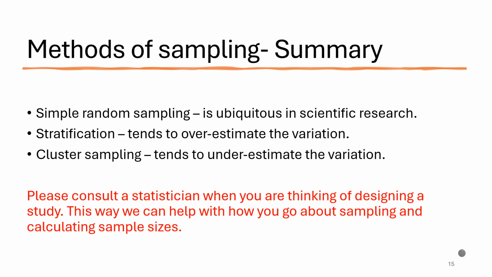So in summary, simple random sampling is the most prevalent form of sampling in scientific research, and elements of it are used in various other kinds of random sampling. Stratification tends to overestimate the variation, so you get a bigger confidence interval, which we'll be talking about in subsequent slides. Cluster sampling tends to underestimate the variation, so your estimate seems to be overly precise. But please, I reiterate, consult a statistician when you're thinking of designing a study. We can help you when it comes to areas of sampling and sample size calculations.